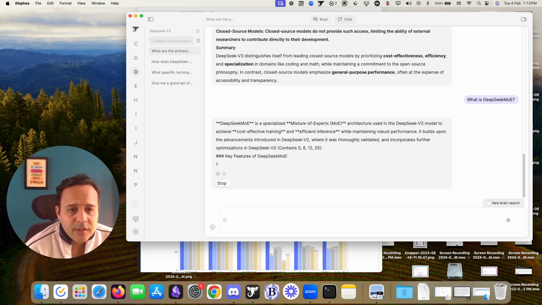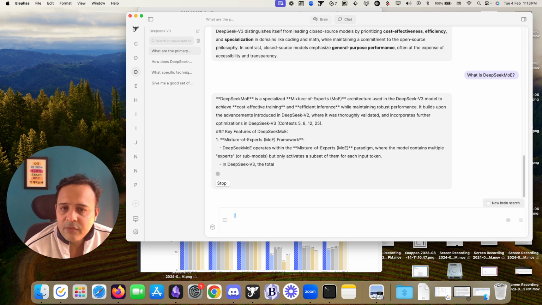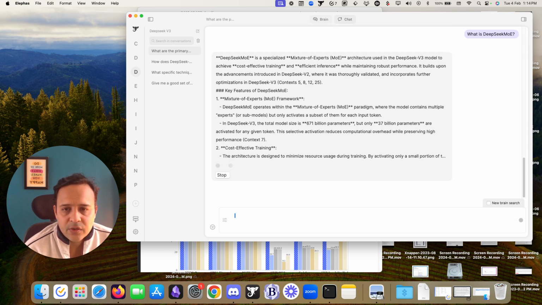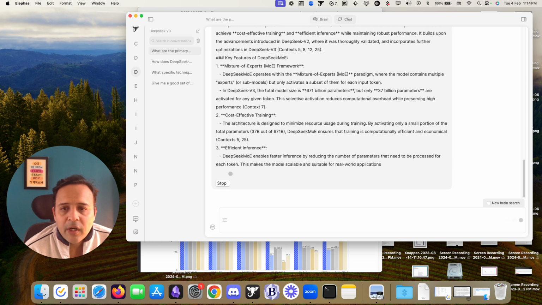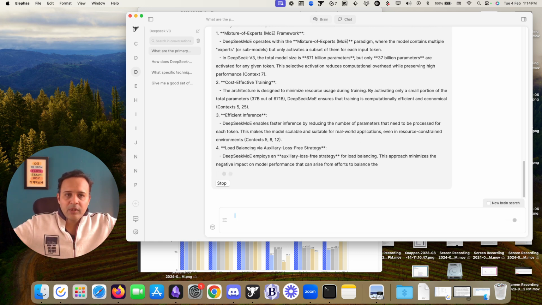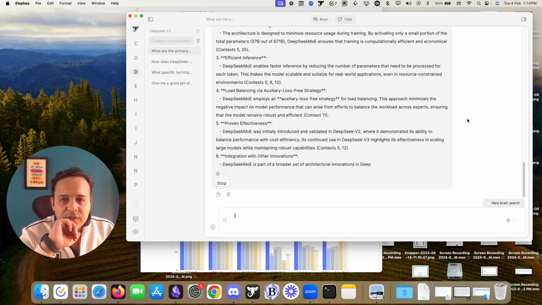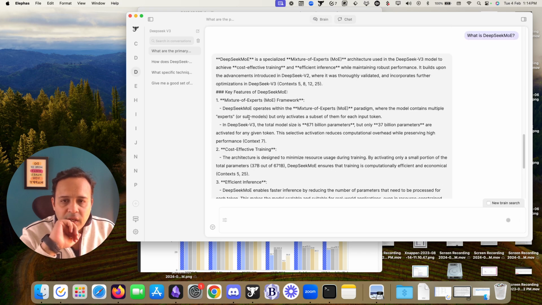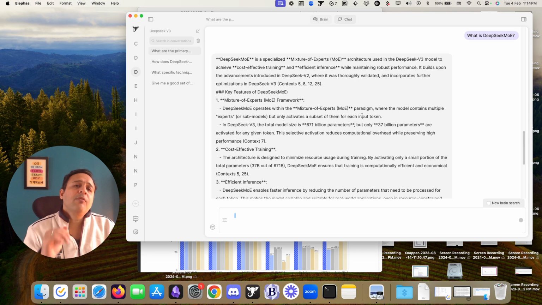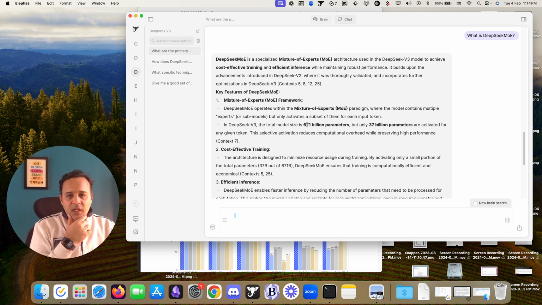Mixture of experts architecture using deep model to achieve cost-effective training and efficient inference. Okay, so basically it has multiple submodels, multiple experts, and it seems to choose which it goes to, but only activates a subset of them for each input token. Oh, this is very cool. So for V3, the total model size is 671 billion parameters, but only 37 billion parameters are activated for any given token. This selective activation reduces computational overhead while preserving high performance.